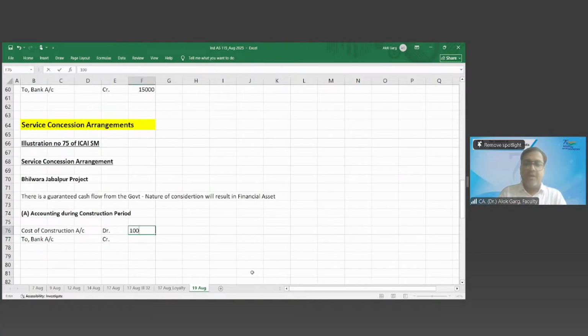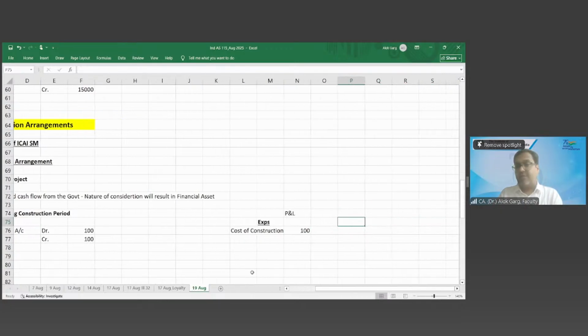How much? 100 crores. So in my P&L account, there is an expense which came for the cost of construction, 100 crores. Do I need to recognize a revenue also? I need to recognize income also.